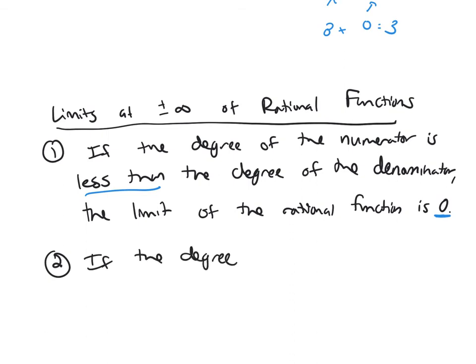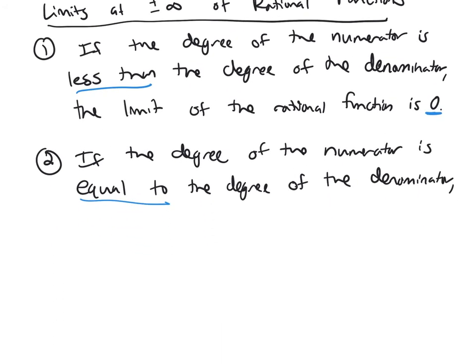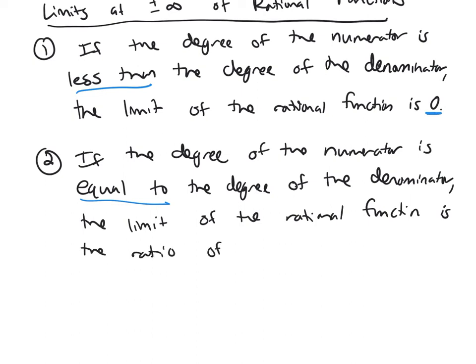In the second example, we learned if they're the same degree, so the degree of the numerator is equal to the degree of the denominator, the limit of the rational function is the ratio of the leading coefficients.